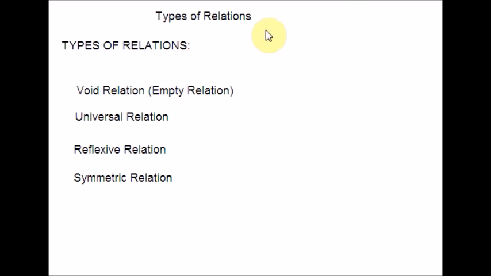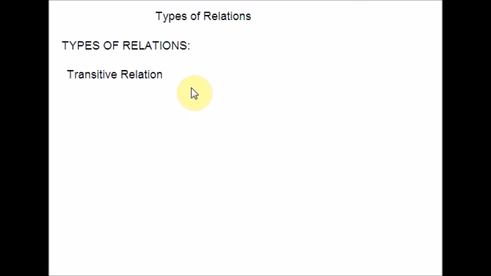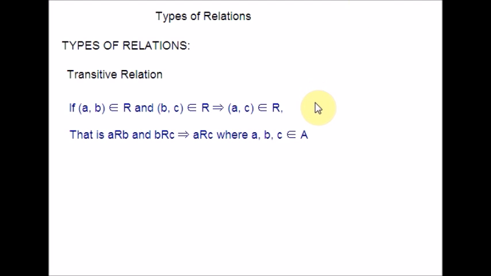Now let us start with the next type, transitive relation. First, let us start with the definition of transitive relation. Let A be a set in which the relation R is defined. R is said to be transitive if (a,b) belongs to R and (b,c) belongs to R, which implies that (a,c) belongs to R. That is, a related to b and b related to c implies that a related to c, where a, b, c belong to the set A. This is called transitive relation.